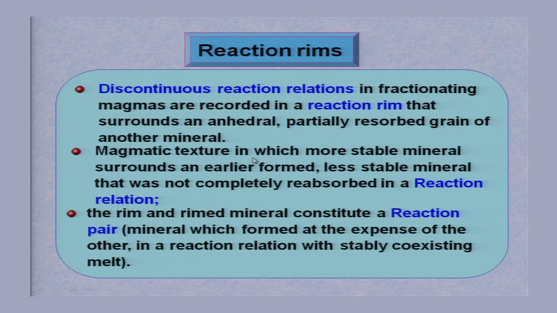Magmatic texture in which a more stable mineral surrounds an earlier formed, less stable mineral that was not completely reabsorbed in a reaction relation. The rim and the rimmed mineral constitute a reaction pair, one mineral formed at the expense of the other. See carefully, this is a reaction relationship with stably coexisting melt. You might be aware of the Bowen reaction series.